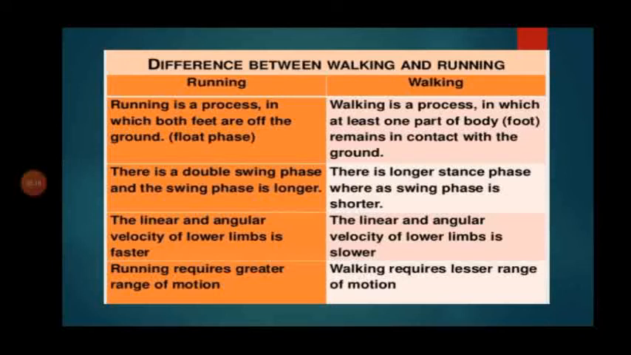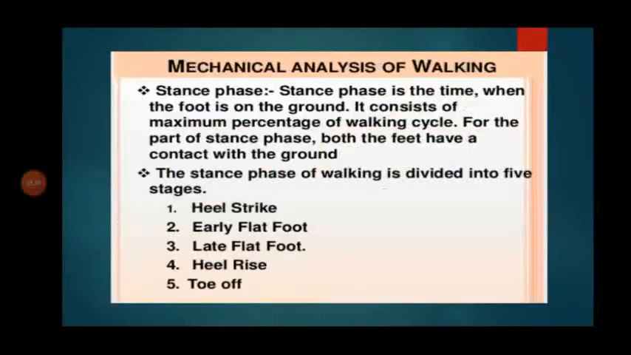The linear and angular velocity of the lower limbs is faster in running. The linear and angular velocity of the lower limbs is slower in walking. Running requires a greater range of motion and walking requires a lesser range of motion. Let's analyze the mechanical analysis of walking.